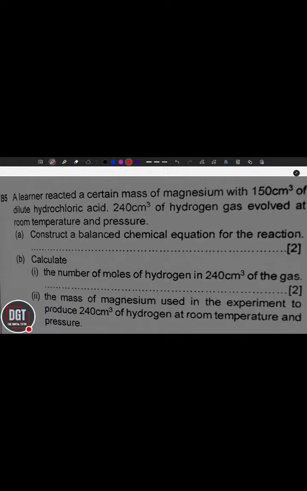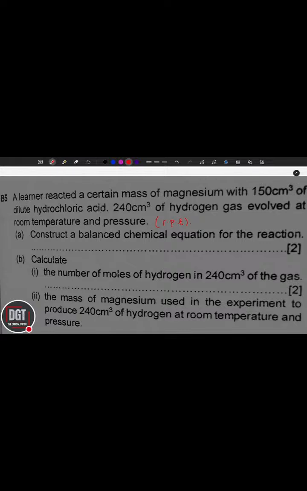Okay, so this question, as you can see: Elena reacted a certain mass of magnesium with 150 of dilute hydrochloric acid. 240 centimeter cubed of hydrogen gas evolved at room temperature and pressure. So there's a condition here, which is RTP. Very important to take note of that. Whenever you are given a condition, just take note of it. You might need to apply it at some point.